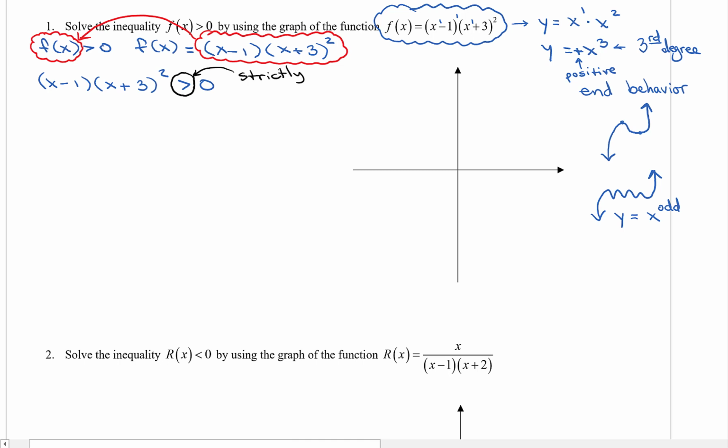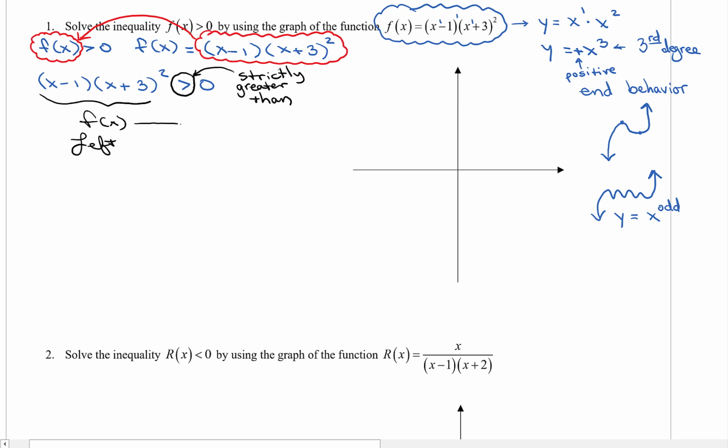So it's also very important that when you're solving these polynomial inequalities, you take note of the inequality. Is it strictly greater than? Is it strictly less than? Does it have an equal sign in there? That matters.